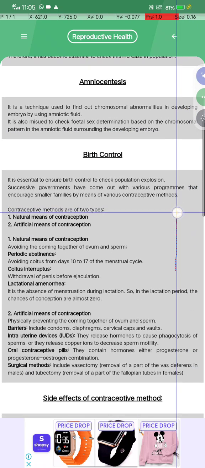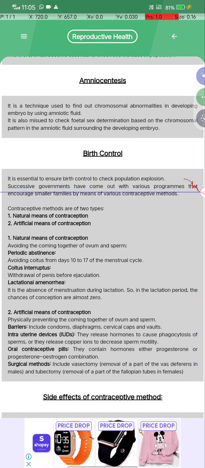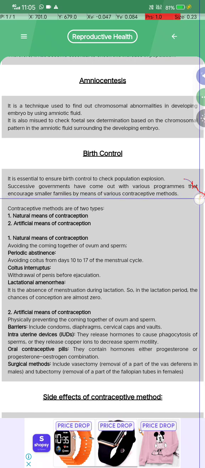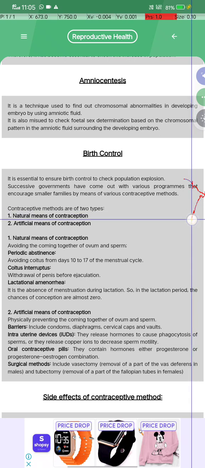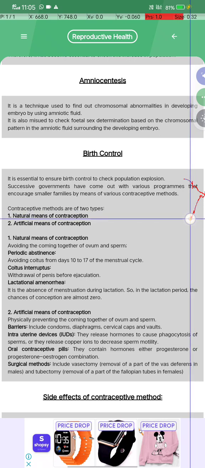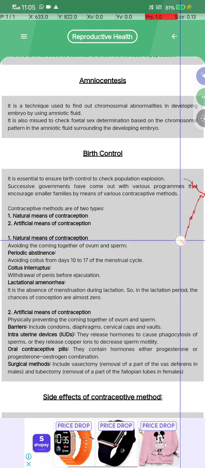Birth control method क्या होता है? It is essential to ensure birth control to check population explosion. Successive governments have come out with various programs to encourage smaller families by means of various contraceptive methods. Contraceptive methods में first आता है natural means of contraception and artificial means of contraception. Natural में क्या आता है?